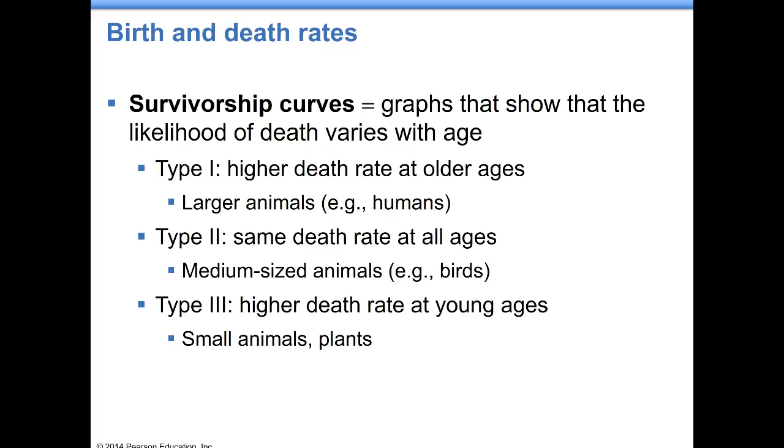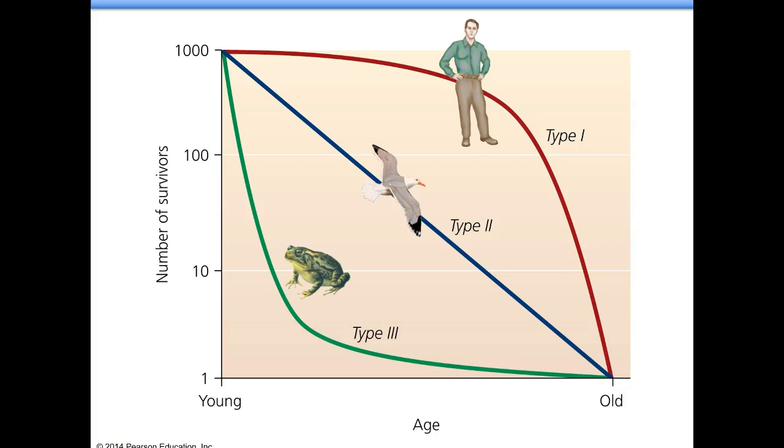And then type 3 is going to have a higher death rate, and that means that organisms are going to die at young ages. So lightning bugs, do you know lightning bugs only live a week? So we're going to see a very high death rate with that. They live most of their time as larvae under the soil, but when they hatch out, they only live for about a week. So small animals and plants are going to be the examples in these cases.